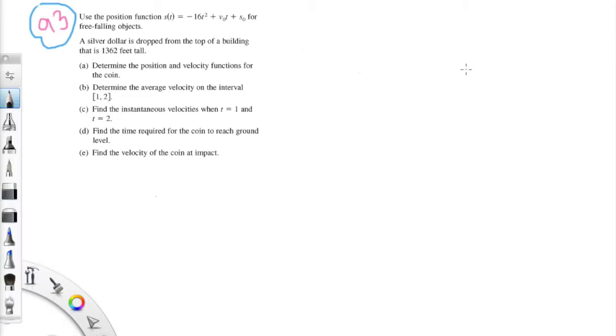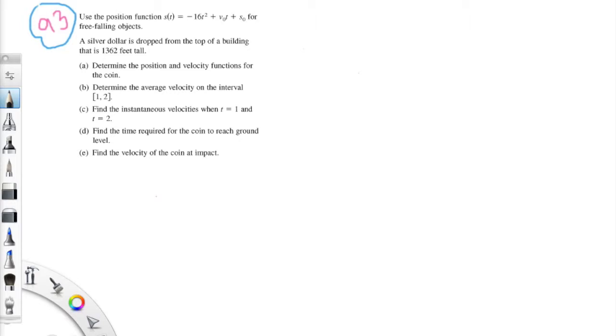Okay, so today I'm going to be doing question number 93 from chapter 2, section 2. It's a 5-part problem. So, part A, use the position function s of t equals negative 16t squared plus initial velocity times time plus initial position for free falling objects. A silver dollar is dropped from the top of a building that is 1362 feet tall.